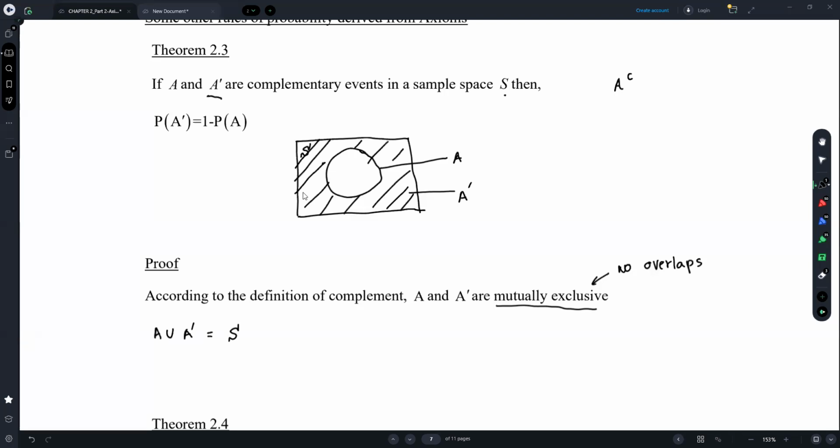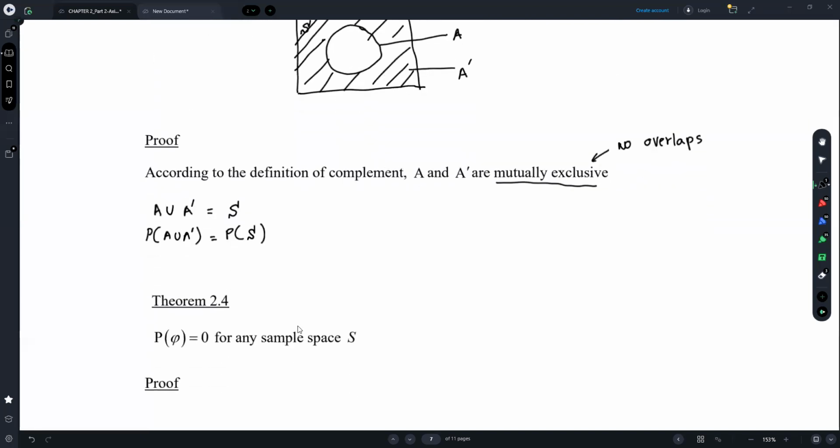How do we define the sample space? That will be A and A's complement, right? So there's nothing else remaining. So the union of them will make the sample space. Okay. Now let's add the probability for both sides, right? So what will happen if we add probability? You get probability of A union A's complement will equal the probability of S, right?